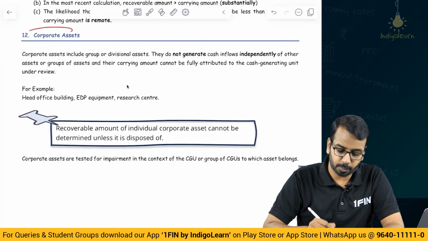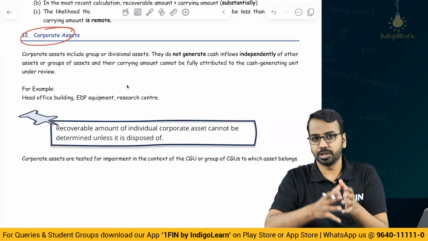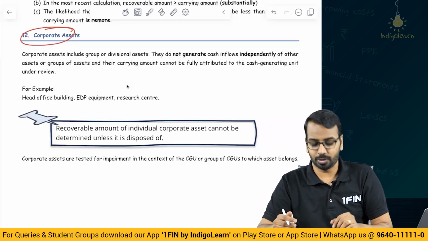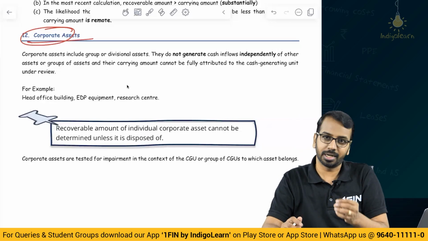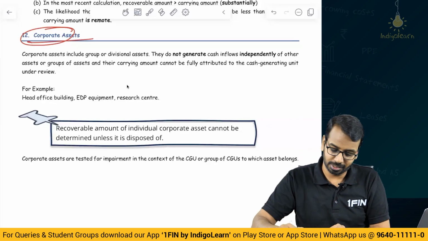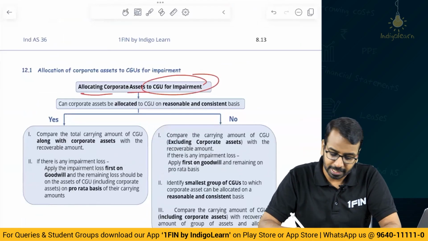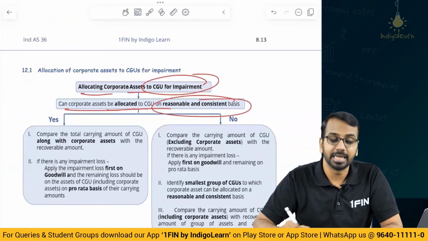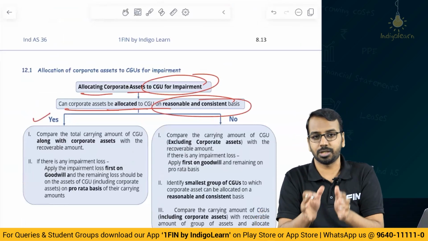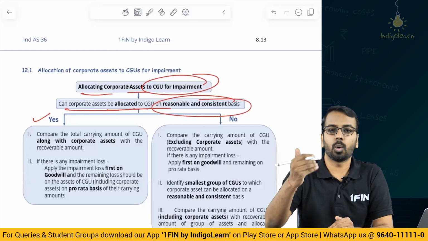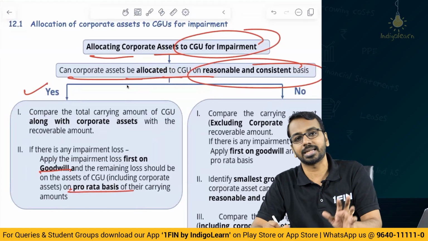Then another important area is corporate assets. Corporate assets are assets like head office, a centralized head office which has to be allocated to multiple cash generating units, right? Now, as far as corporate assets are concerned, they don't independently generate cash. So, generally you have to add it to some or the other CGUs. Now, when you have to allocate corporate assets to CGU for impairment, first you have to see, can we allocate the corporate assets to CGU on a reasonable and consistent basis? Can we allocate? If the answer is yes, allocate the corporate assets to the CGU and do the impairment testing. Whatever loss comes, first you allocate to goodwill and then remaining to other assets on a pro rata basis.